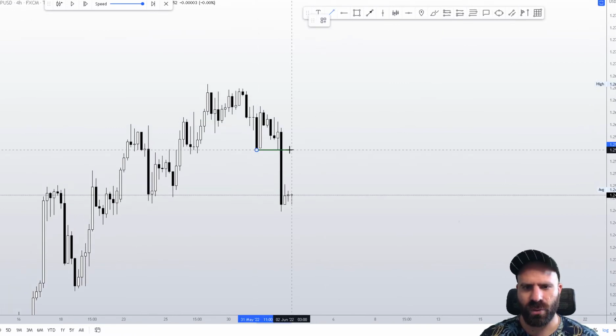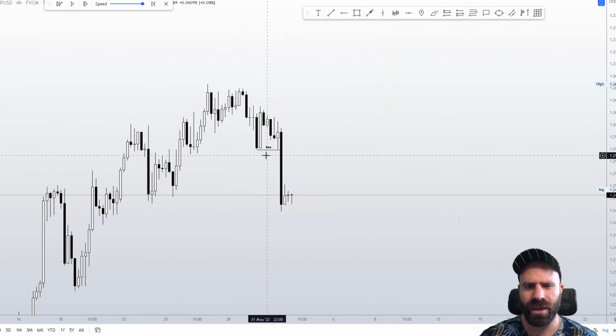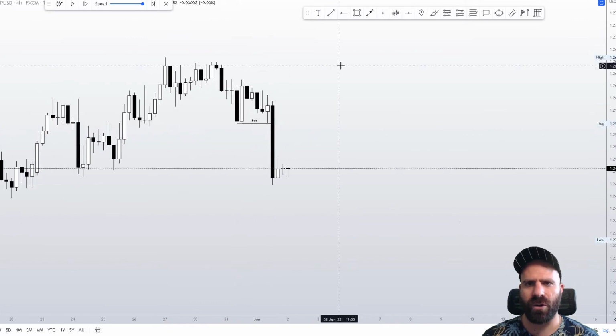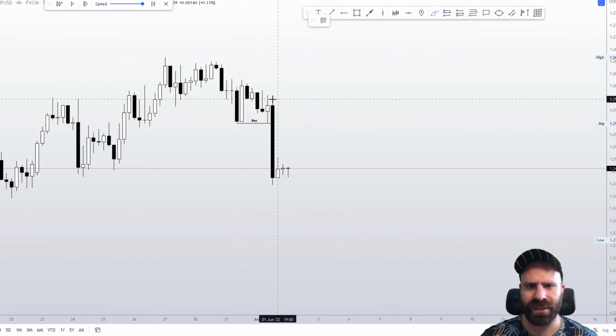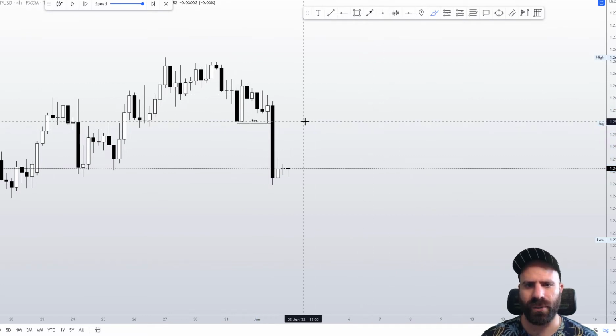We see that we broke this area impulsively, so we have a break of structure right here. Let's say BOS. Okay, so we broke very impulsively on the 4-hour chart with this massive candlestick, this massive 4-hour candlestick that we see right here.